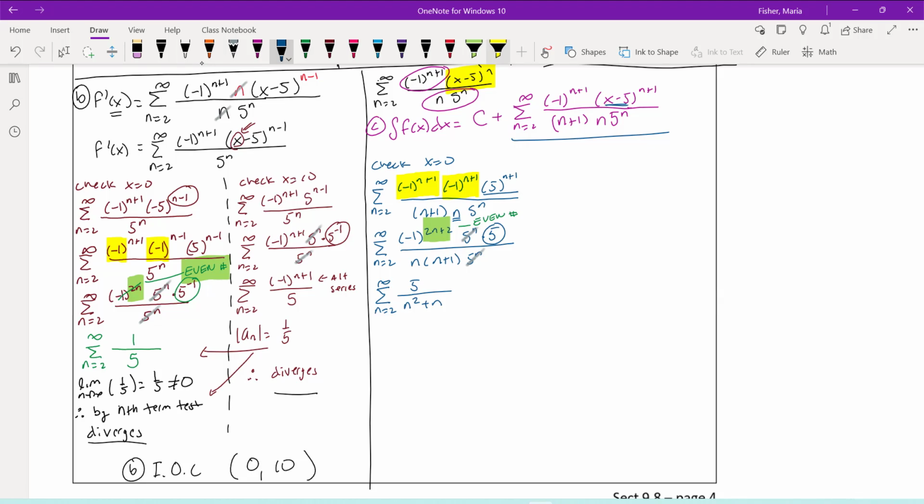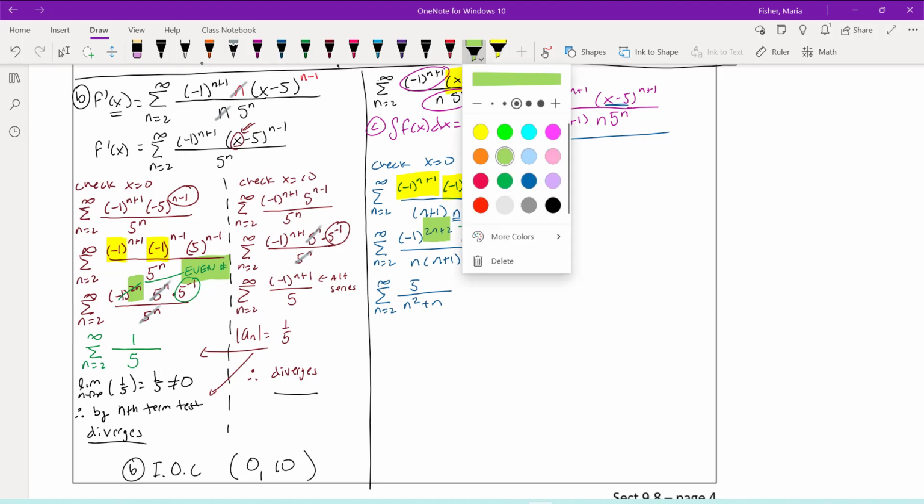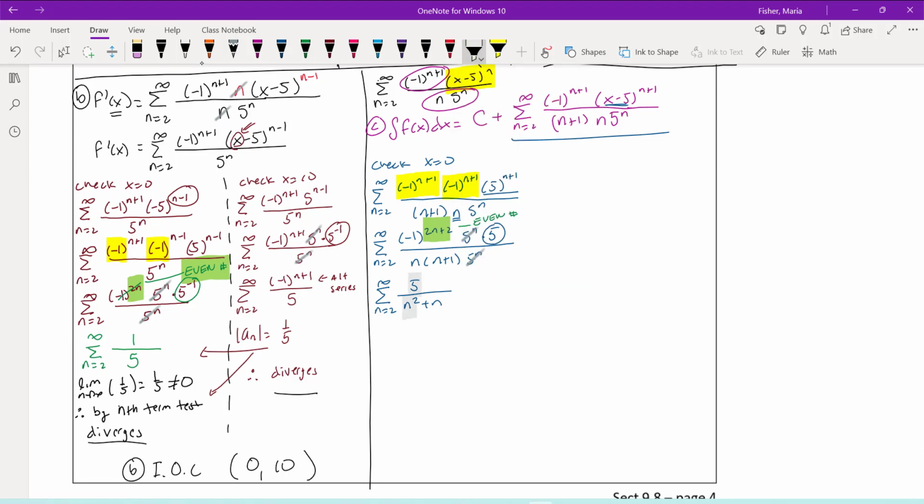What does it look like? Well, if we look at it, it looks like a 1 over n squared. So let's compare it to a 1 over n squared. What is 1 over n squared going to do? It's a p-series where p is equal to 2, and I know that it's going to converge. So let's do the limit comparison test.